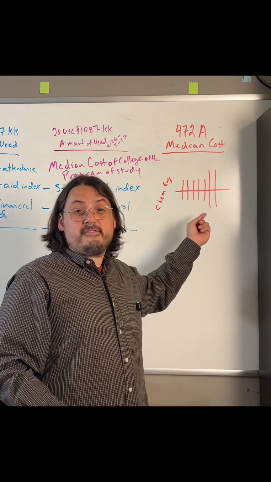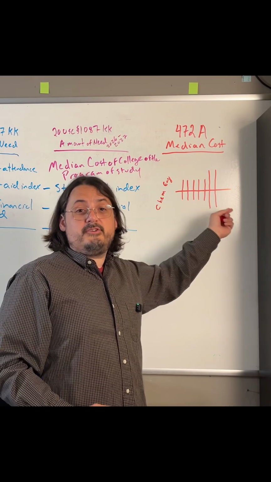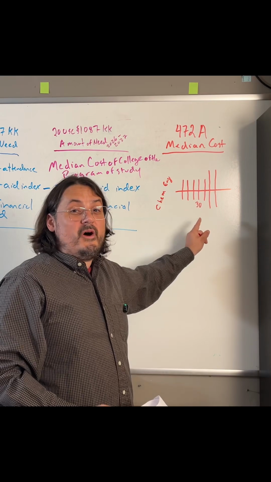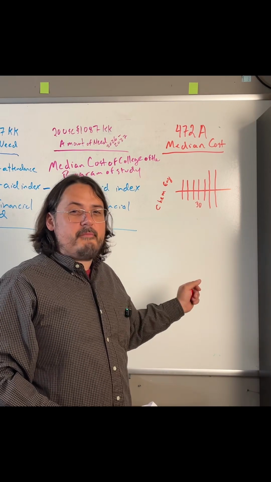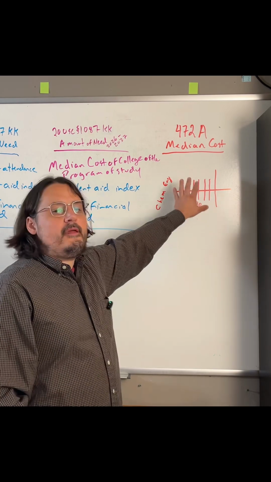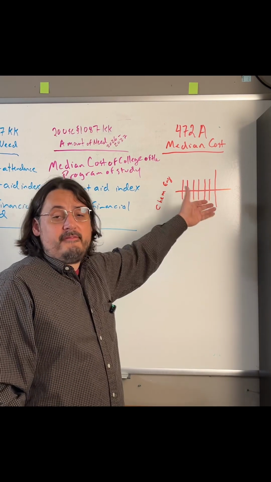If there were 5 schools that cost $30,000 and 2 that cost $50,000, the median would be 30 because it's the one in the middle. But you can sort of see the problem here. Even if all but 1 are 30, the median is still 30. Now in this particular situation, there are potential benefits or problems.